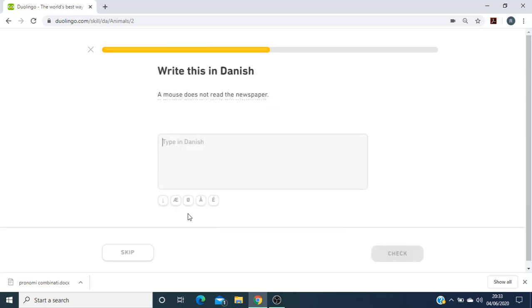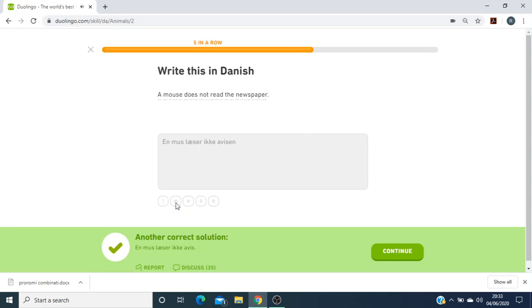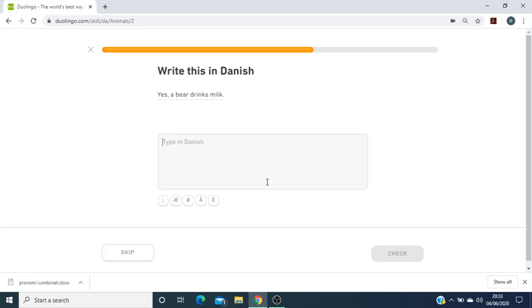A mouse does not read the newspaper. All right, I can't remember what mouse is. I think it's en mus. Yeah, en mus. Læser is the verb to read. Ikke. Avisen. Yes. Another correct solution is, well, that's weird because it doesn't have the indefinite article at the end. Sorry, I'm just being nitpicky there. Yes, so ja, en bjørn drikker milk.